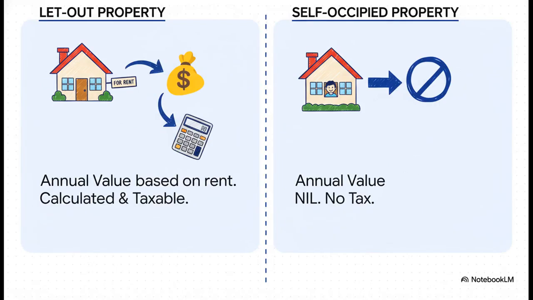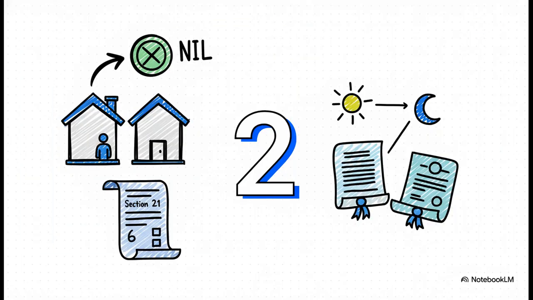Now, here's where things get really interesting. The law treats properties very differently based on how you use them. For a property you've rented out, a let-out property, we do the calculation we just talked about. But for a property you live in yourself, what we call a self-occupied property, there's a massive benefit. Its annual value is simply taken as nil. That's right, zero. And this right here is the answer to our opening question.